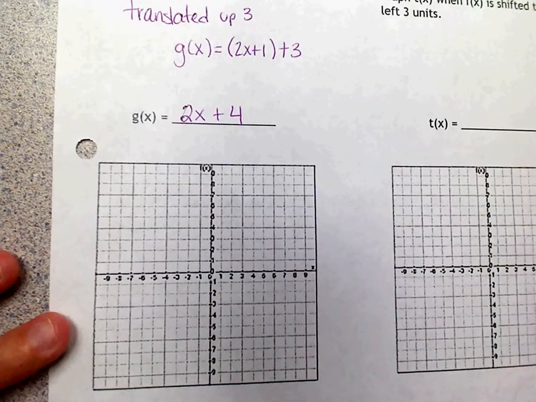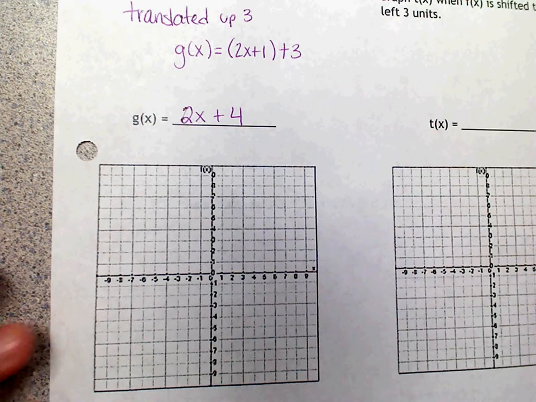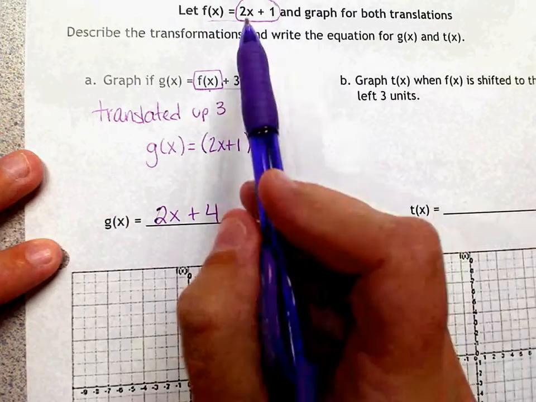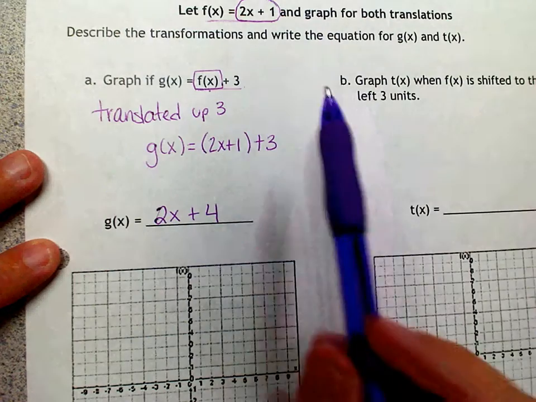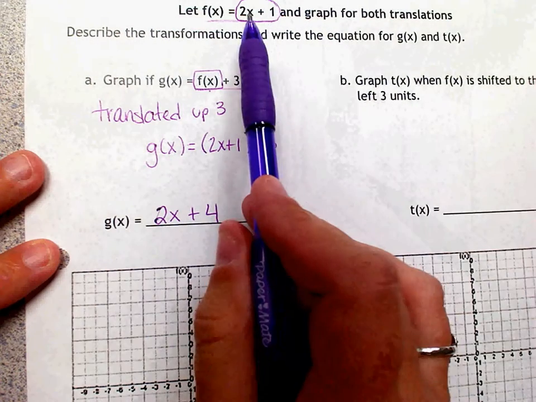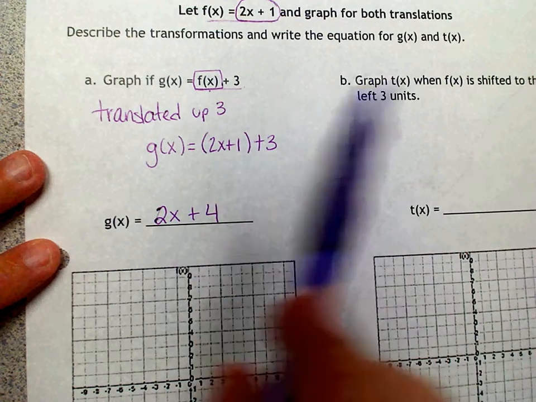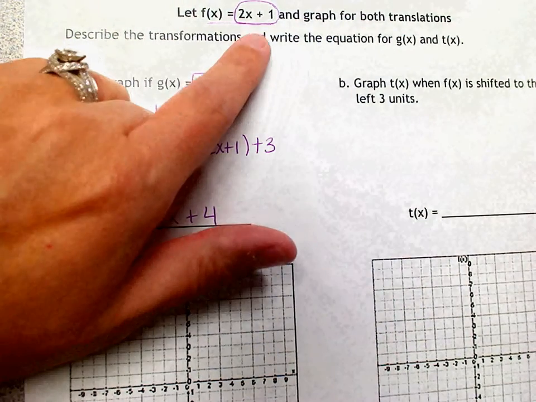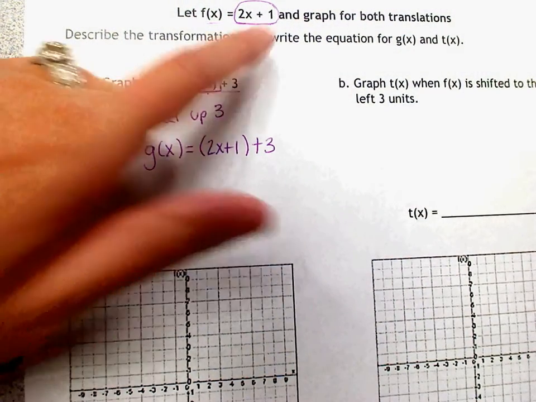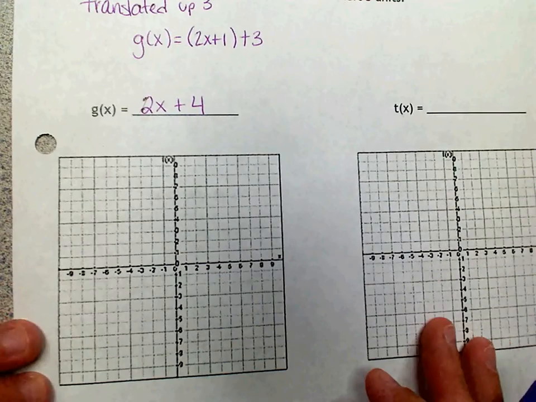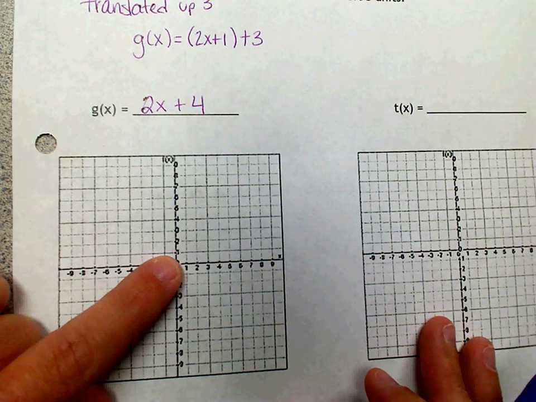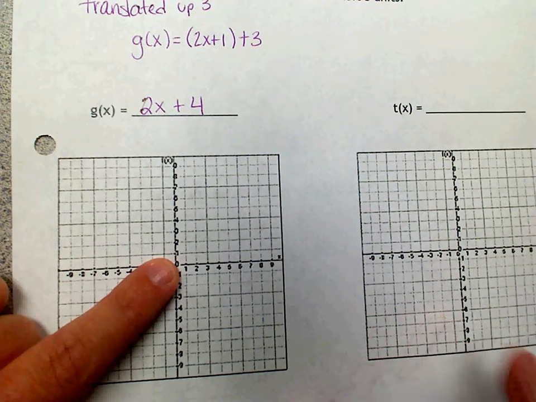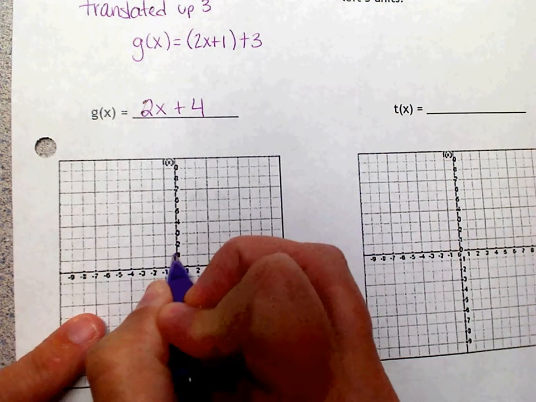How do we graph? Where do we put our first point? The y-intercept. So we're going to graph the first one, and then we're going to graph the second one and make it dotted. Okay? So we're going to graph 2x plus 1. So where do we start at? We start at positive 1 on the y-axis. So put a dot on positive 1.